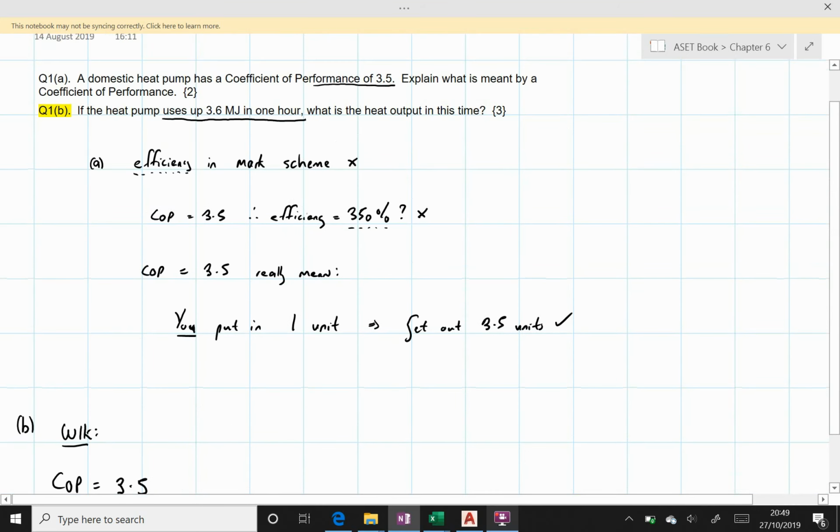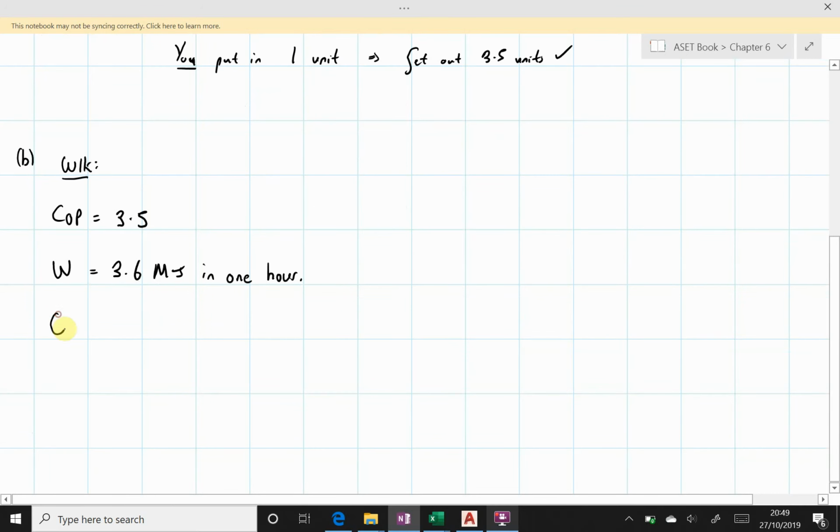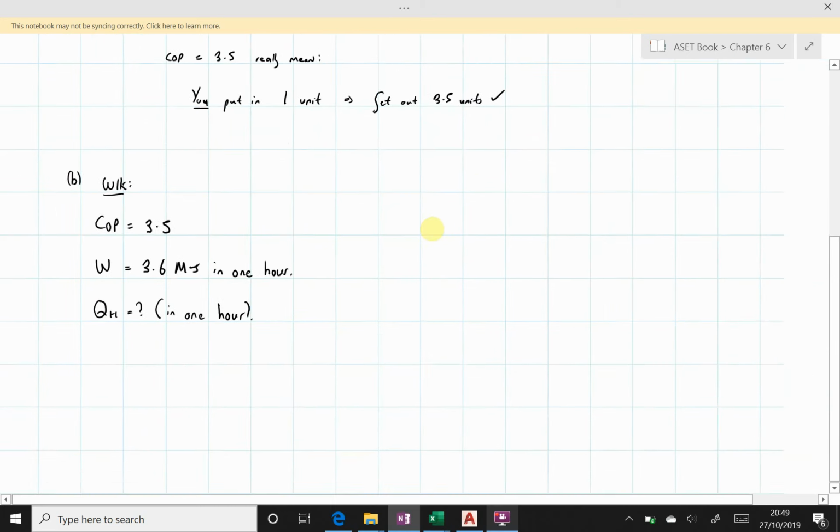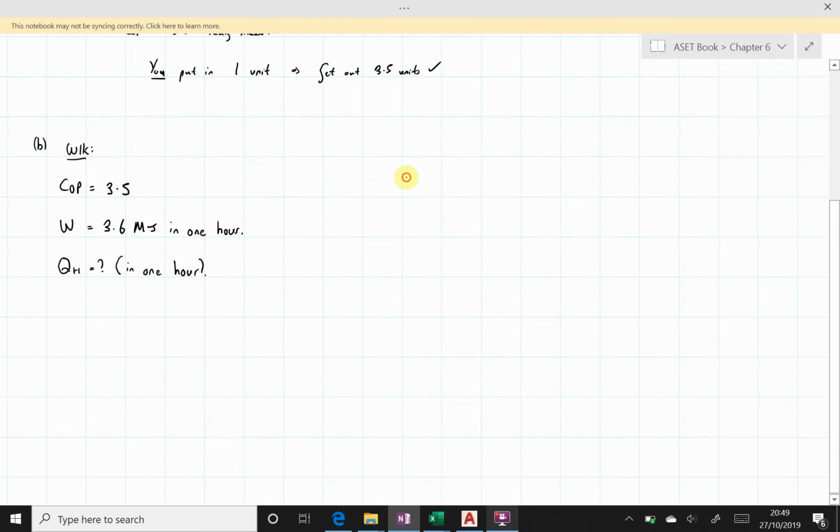Now, much like again question 8, we are asked to work out, well, what is the heat output in this time? And so we're really asked for a value of, well, what's QH? But again, in 1 hour. And that'll be important again at the end of the question. Now, much like the previous question, we've seen that COP is quite simply QH divided by W.